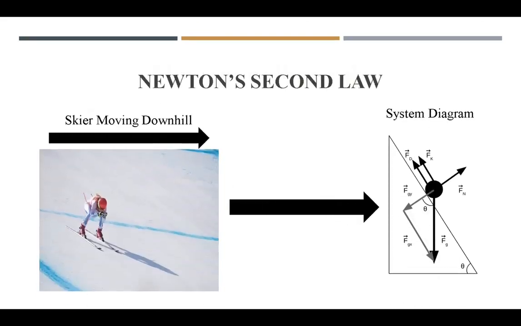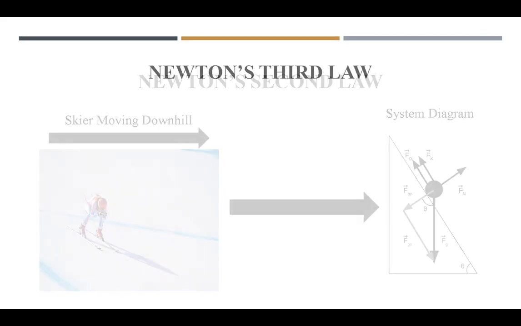Let's put the skier on a mountain. Here we can see in the x direction that the forces are imbalanced. The x component of gravity heavily outweighs the forces of drag and friction. As such, there's a net force pushing the skier to the right in the x direction. What about the third and final law?